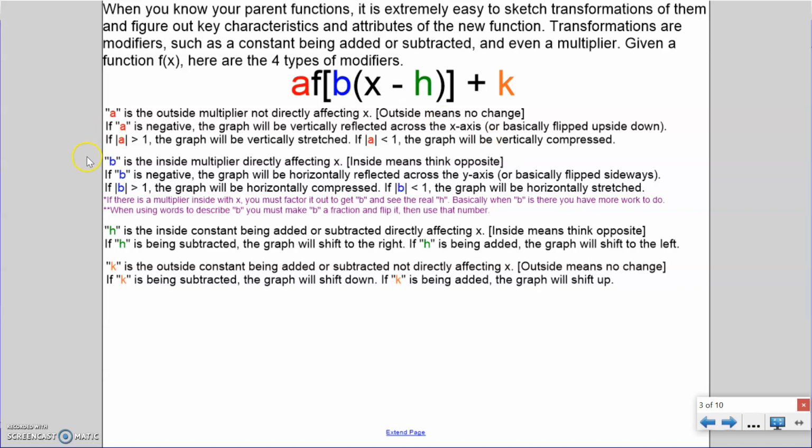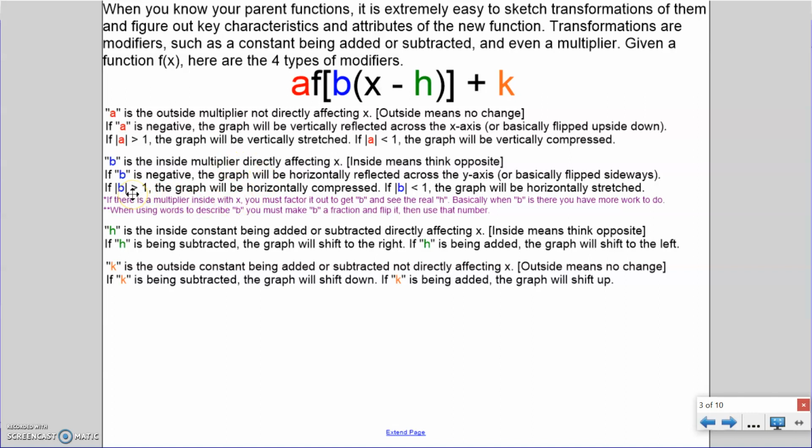Alright, b is similar. b is the inside multiplier that directly affects x. Now if you're inside, you have to think opposite. So b is kind of complicated. If b is negative, the graph will be horizontally reflected across the y-axis. It means it's going to be flipped sideways. Alright, so multipliers always do reflections if they're negative. Now here's the opposite part.